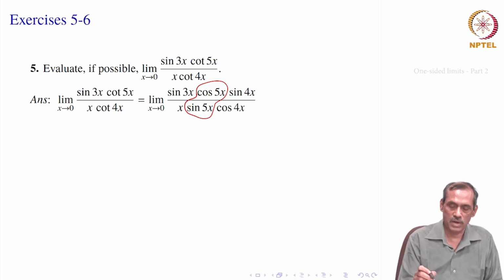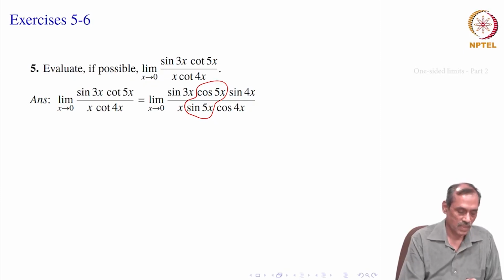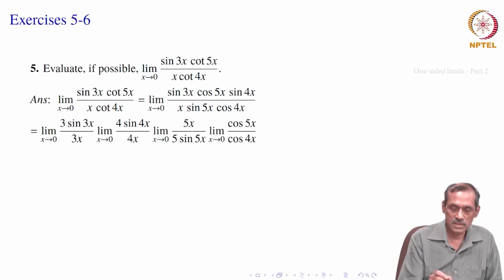Our idea is to use our limit of sin x by x when x goes to 0. So, to do that we need sin 3x by 3x, because if the new variable t is equal to 3x, it will be in the form sin t by t. So, we write sin 3x divided by x as 3 sin 3x by 3x, where 3 is multiplied on the numerator and denominator.